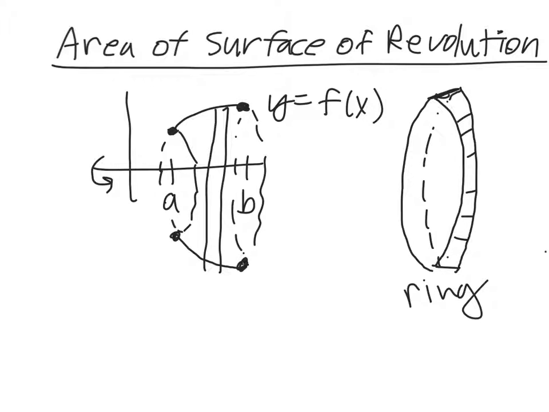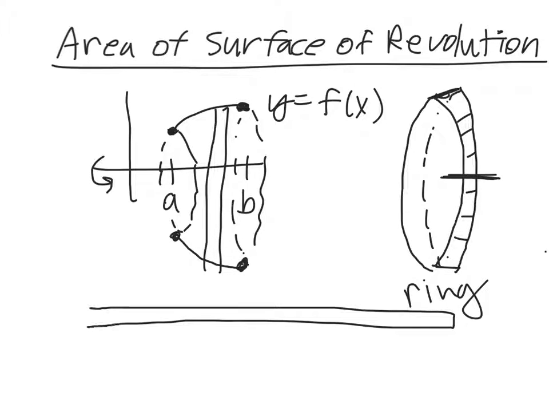We kind of have to think, what do we know about area? If we slice this out at a particular point and roll it out flat, so we take this ring, slice it, and roll it out flat, what do we end up with? We'll get a very long rectangle, and of course the width of it is just that thickness of our slice.